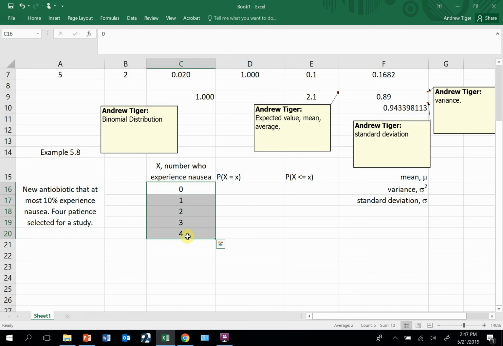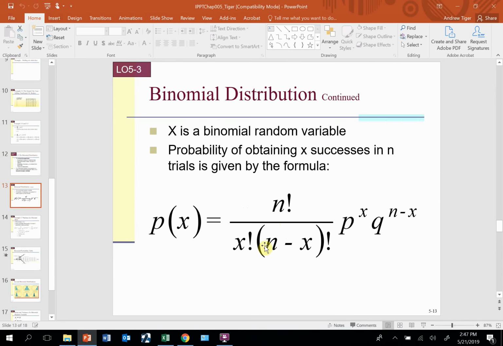So this is a binomial experiment where the number of trials is 4 and the probability of being sick is 10%. So if we had 4 people take it, what are the chances that 0 people would get sick, exactly 1 person gets sick, 2 people, 3 people, or 4 people? And then we can also calculate the cumulative probability, just like what we did above. Now, how do we calculate a binomial distribution probability? Well, this is the formula we should use, but that's a mess. So let's show you how to do this easily in Excel.